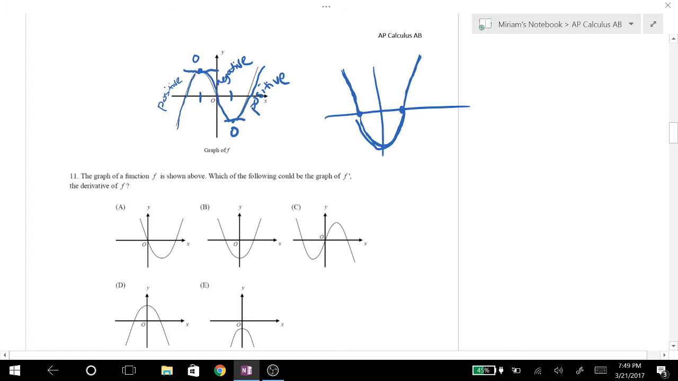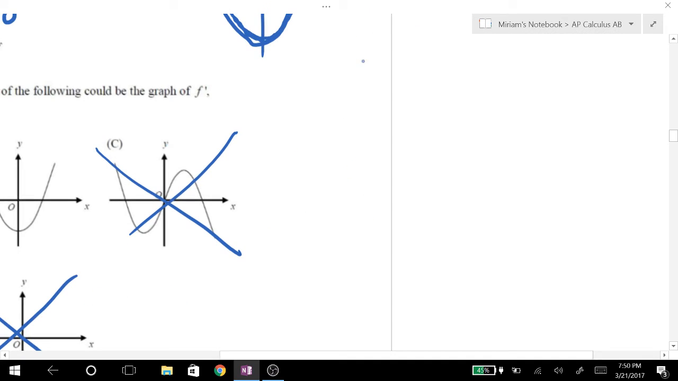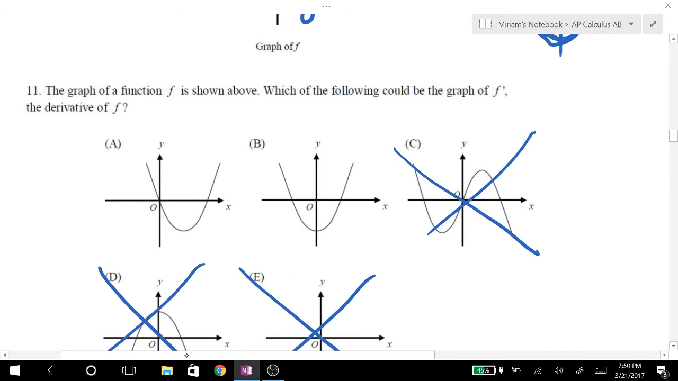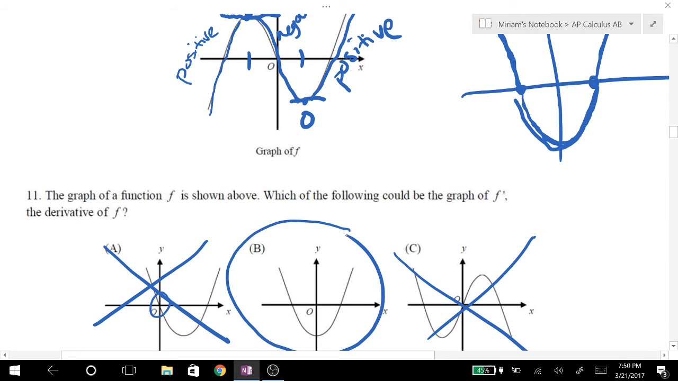So I'm going to look through my options and go through process of elimination. E doesn't look anything like what I made. D looks like the opposite of what I made. C, nope. So it's between A and B. Let me just make sure that my zeros are where they need to be. Okay, so yes, my zeros are right. Not through the origin, so it's not this one. It has to be B.